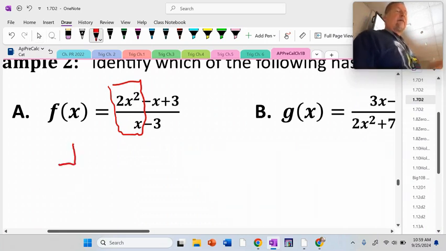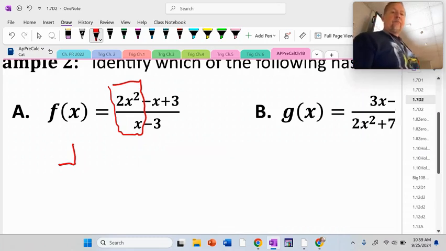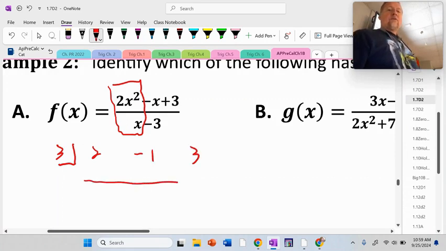What am I going to synthetically divide by? This is what you'll have to do. This is what you can do. What number? 3. And then 2, -1, 3.